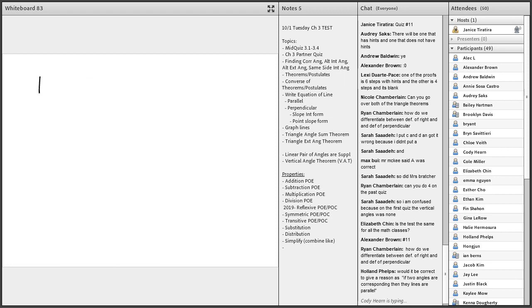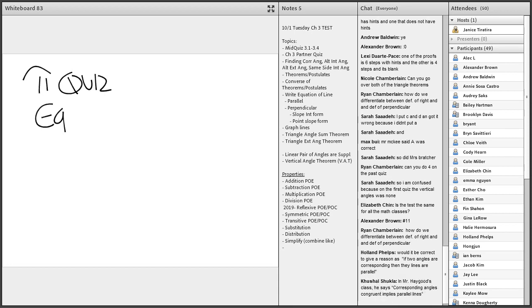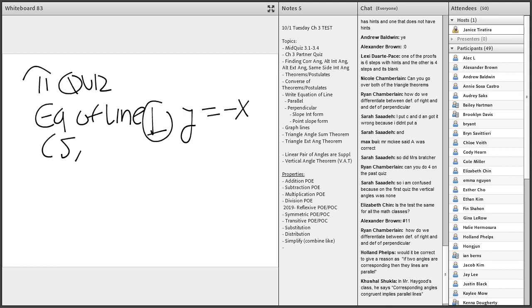Okay. So number 11 from the quiz is a graphing one. Okay. So it said write an equation of a line that is perpendicular to y equals negative x, and it passes through 5, 2.